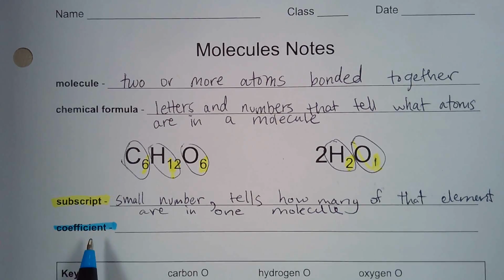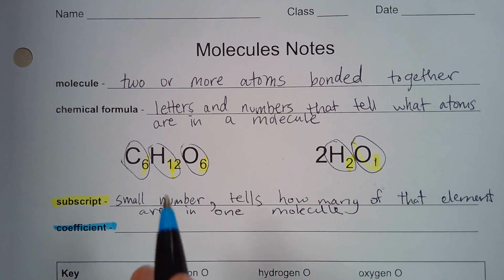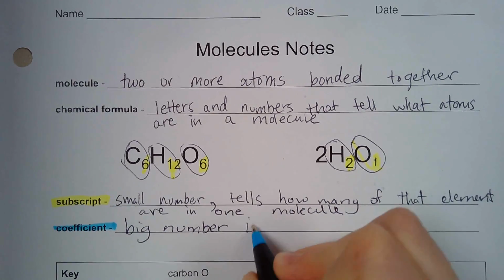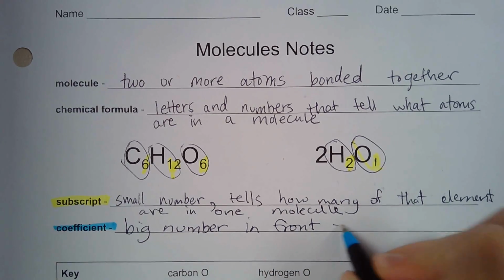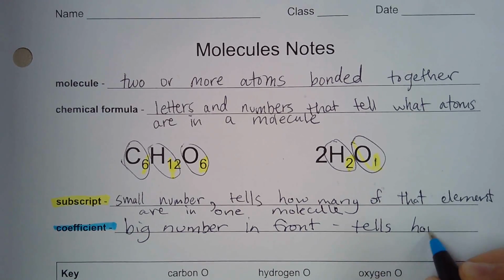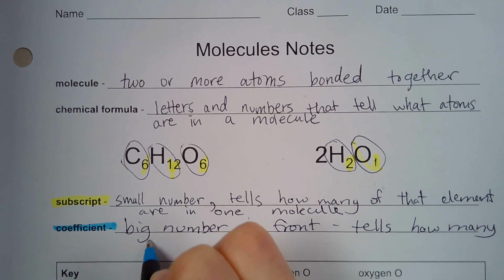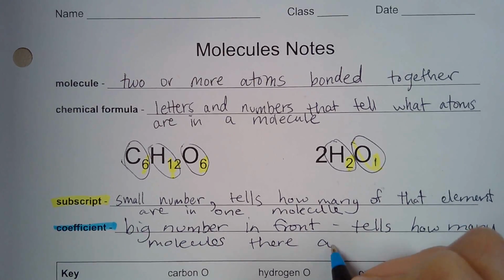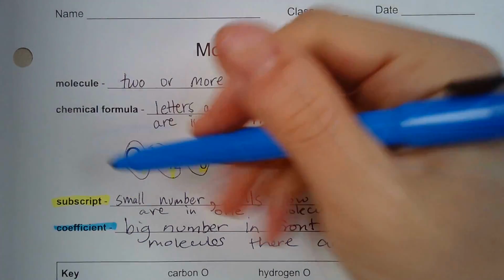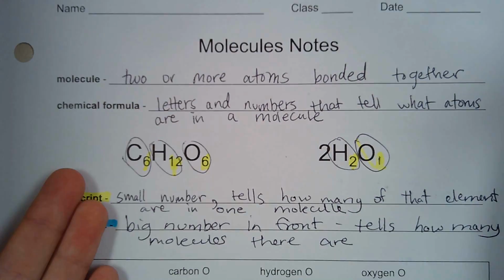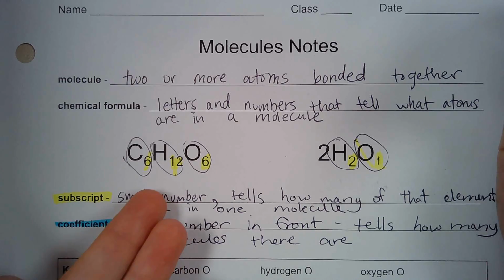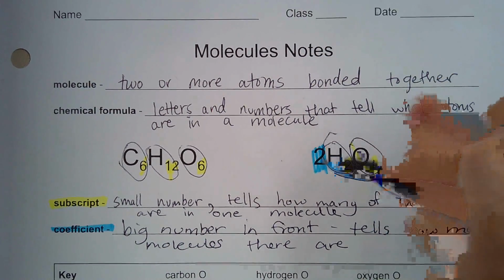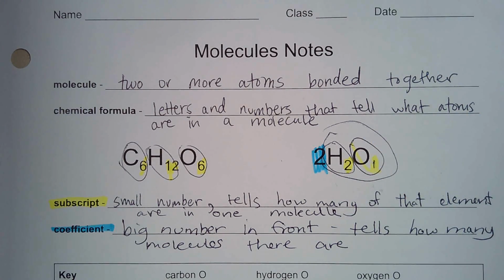The other thing we need to know is coefficient. The coefficient is the big number in front, and that tells us how many molecules. For this one, there's no coefficient, so there's 1. There's 1 molecule of C6H12O6. But here, there's 2, which tells you that there's actually 2 molecules of water.